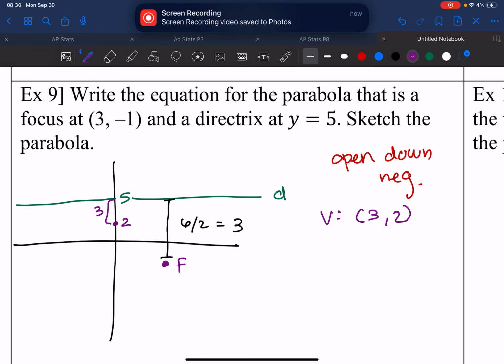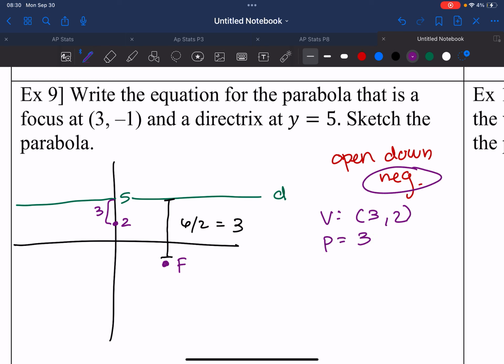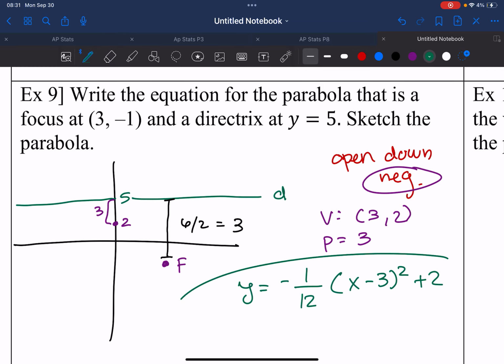Okay, sorry about that. Finishing up with number 9. So we have the vertex at 3, 2. We see that it's opening down. Since it's opening down, we found the distance of our p-value to be 3. And since it's opening down, we know we're going to have a negative. So we have y is equal to negative 1 over 4 times p, which is 12. And then we have x minus our h value, so minus 3 squared plus 2.